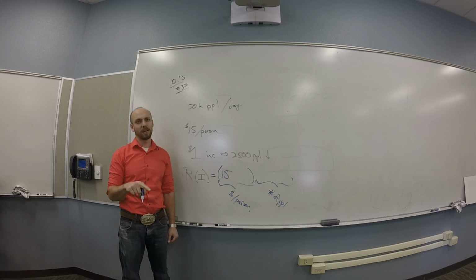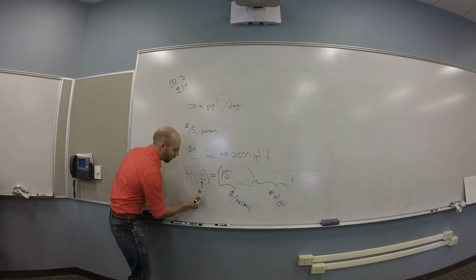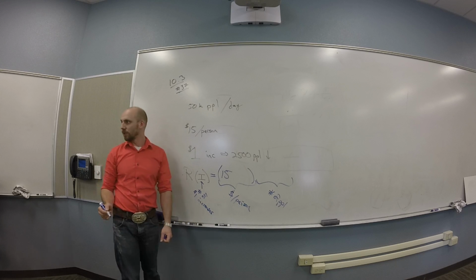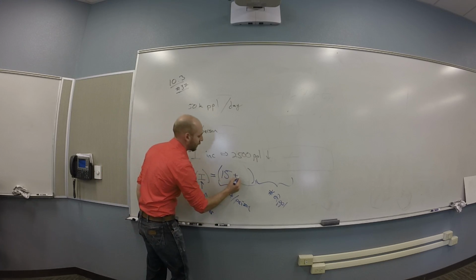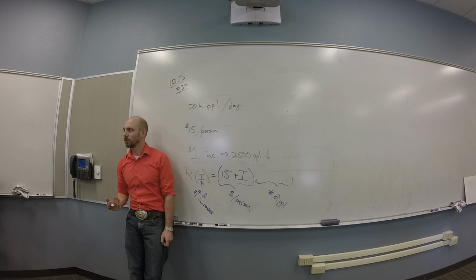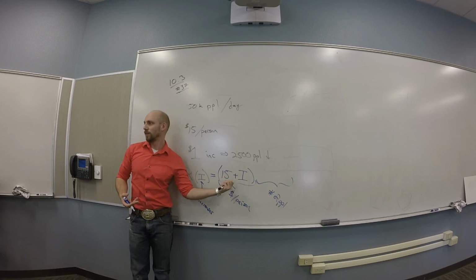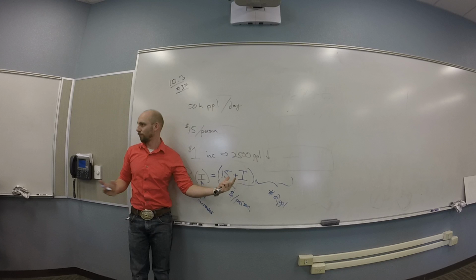Okay, so what does the I stand for? What was that thing? $1 increase. Yeah, so this I is the number of $1 increases. So it's going to be 15 plus I, that's going to be the new cost, right? You guys all see that? I is 0 stays at 15. I is 1 is 16. I is 2 is 17. You guys see that? So this piece is going to be the base price, $15, plus the number of increases that we've made.